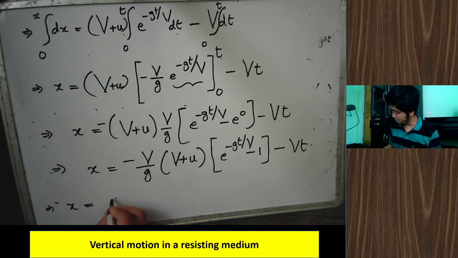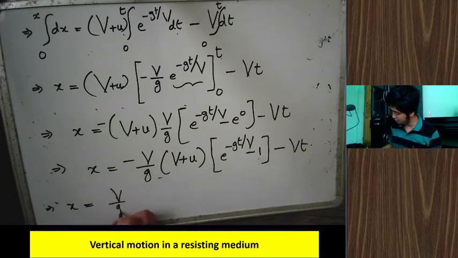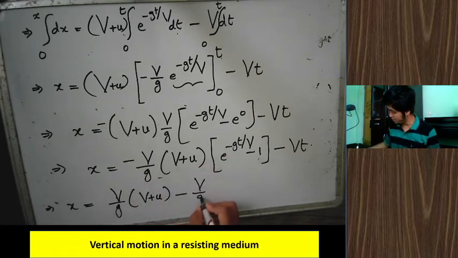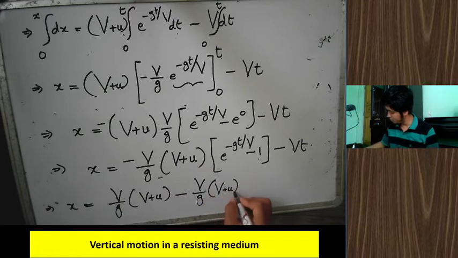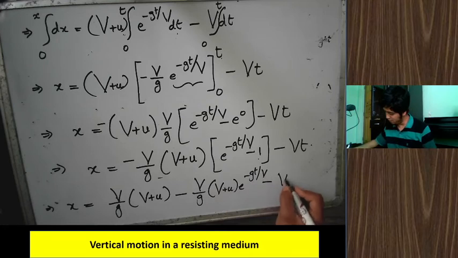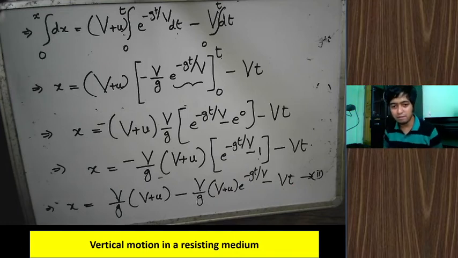Okay, this one will have v by g, v plus u, and we multiply this one with v by g, v plus u, e minus gt upon v minus v d. So this is the required expression with this expression 2. Okay, so it's fairly simple.